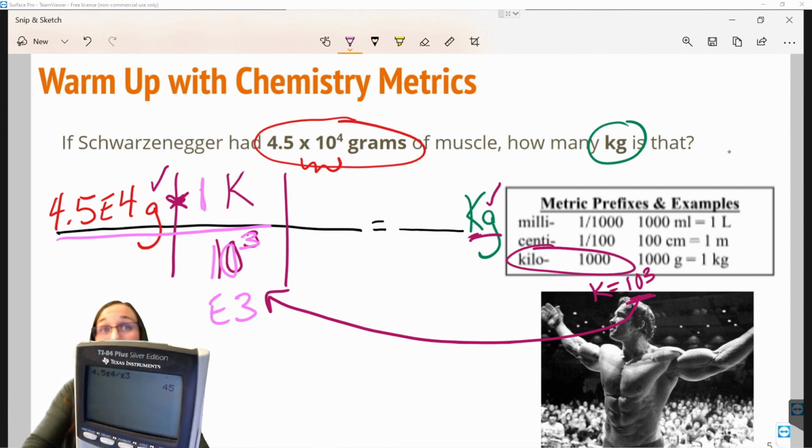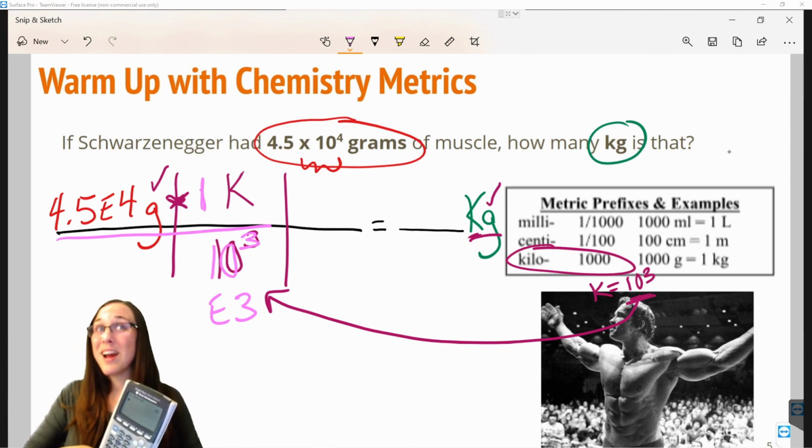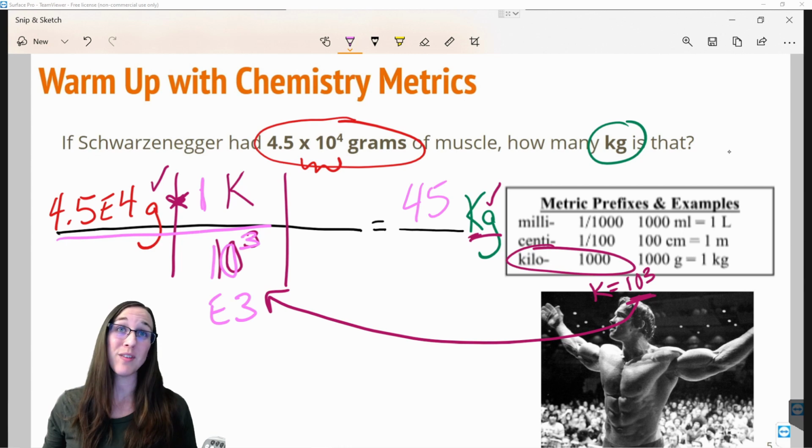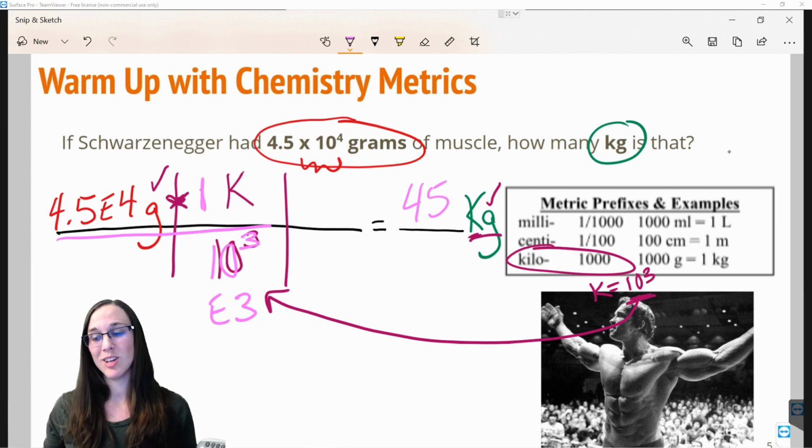Ta-da! So our answer is 45 kilograms. If Schwarzenegger has that many grams of muscle, he has 45 kilograms of muscle. Jawohl, mein Herr. Ist so stark.